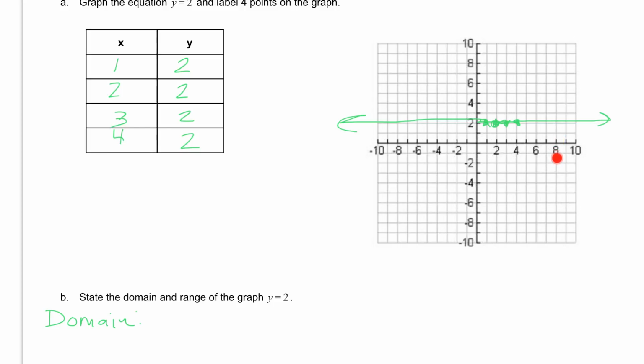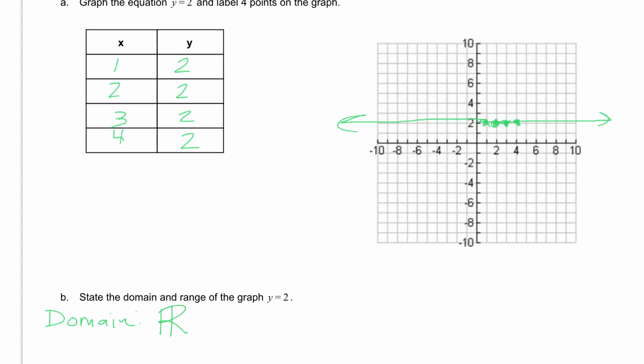If I choose an x value of 8, I get a point right here. 10, I'll get a point up here. And as I continue to go, let's say 15, I'm still going to find a point on my graph. In the negative direction, if I go to like negative 12, I will also find a point on my graph. So any x value I choose all the way down the line will get a point on my graph. That means that my domain here is all real numbers.